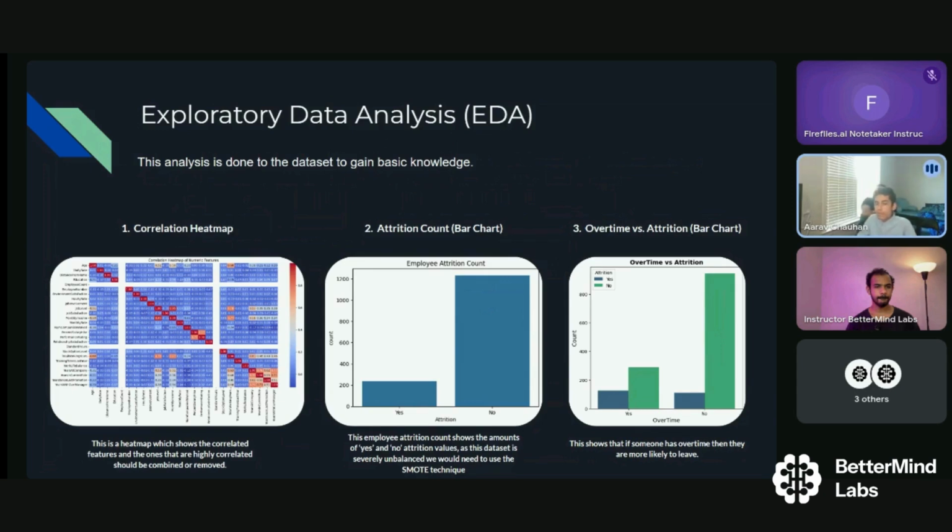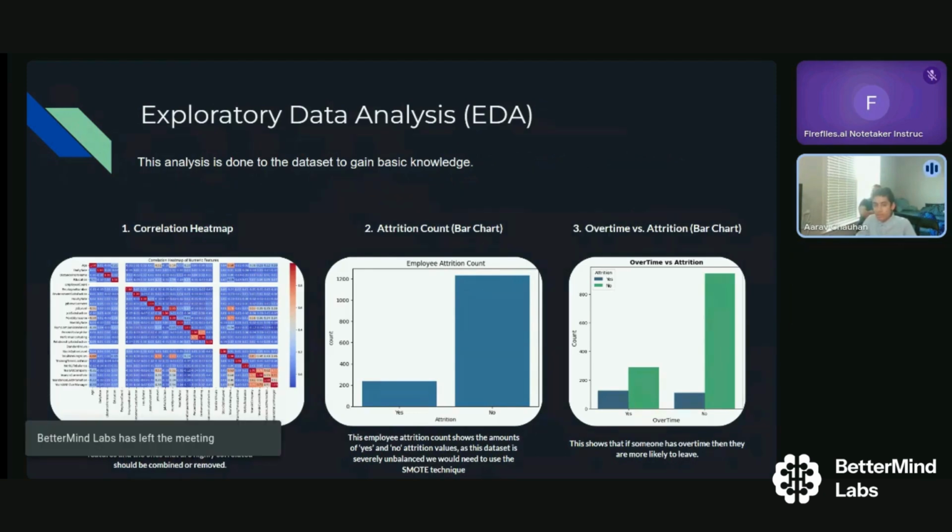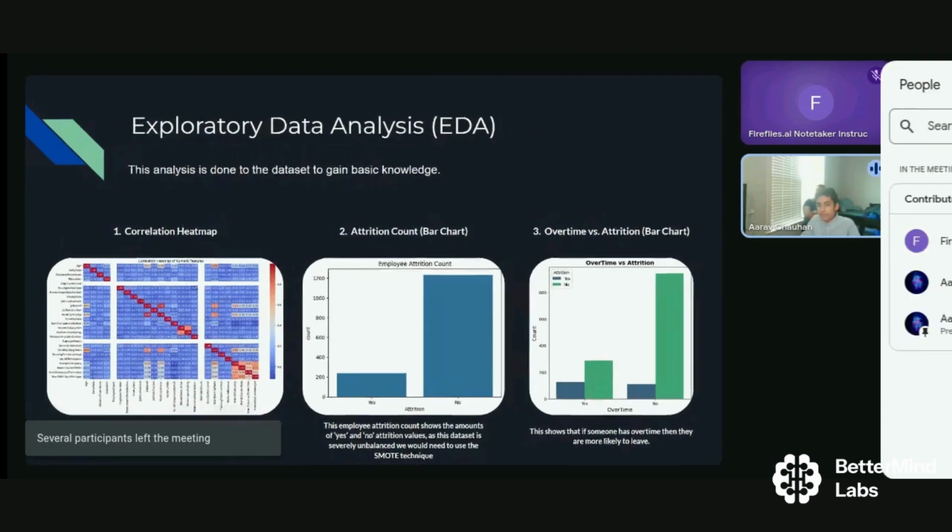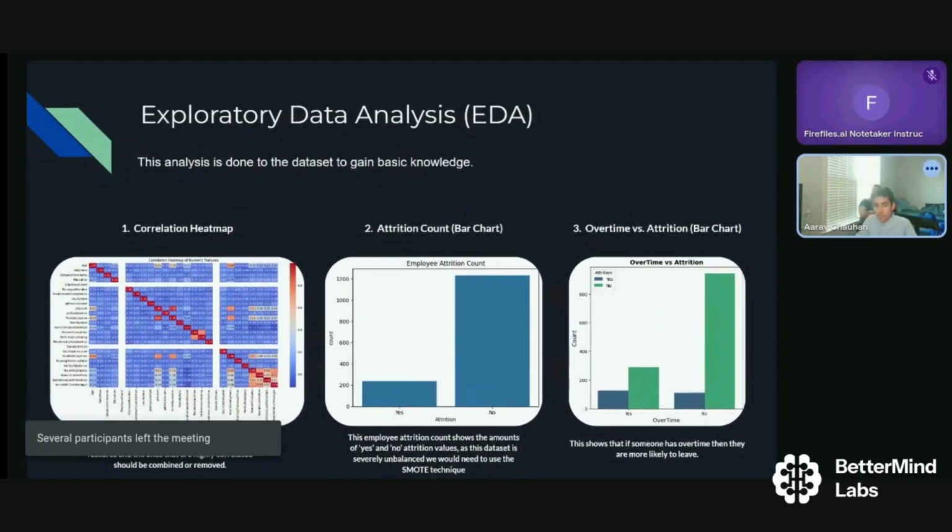Number two is an attrition bar chart. This shows that more employees stayed, which is the no column, than left, which is the yes column. This data set is unbalanced and will need the SMOTE technique, synthetic minority oversampling, to even it out for training. Leaving the data unbalanced can cause the model to be biased towards people who stay.